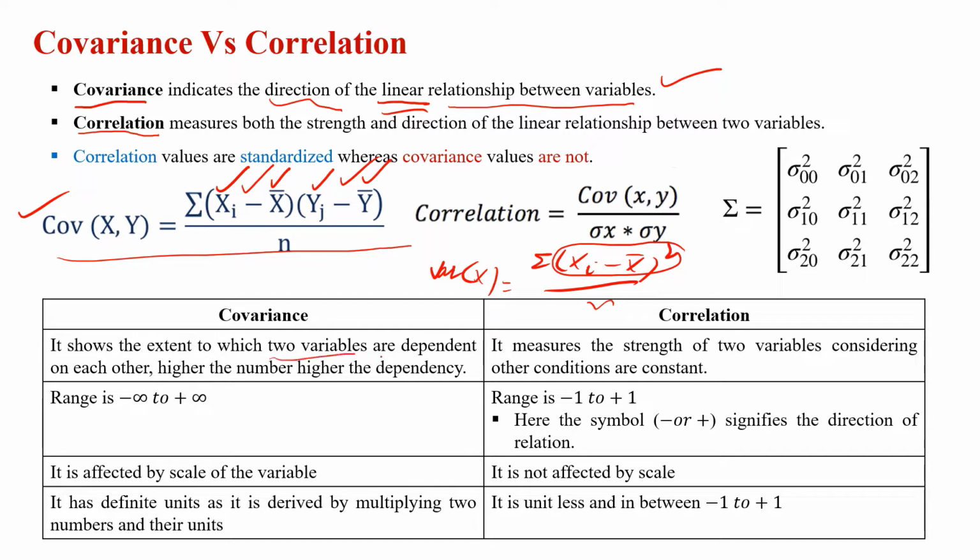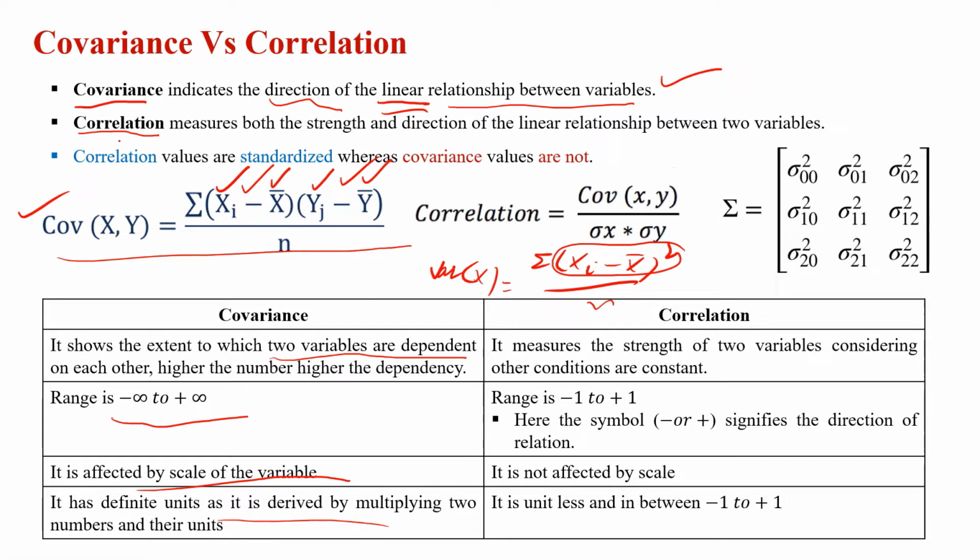When we are calculating the covariance, it is calculating how the two variables depend on each other. The higher the number, the higher the dependency on each other. The covariance can range from minus infinity to positive infinity, and it is also scale dependent. Depending upon the scale of x and y, we can multiply those variables and find out the scale of the covariance.